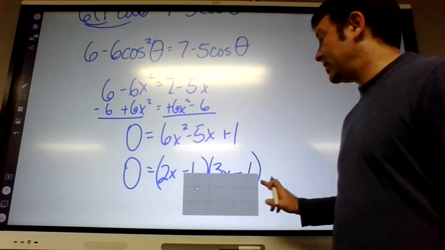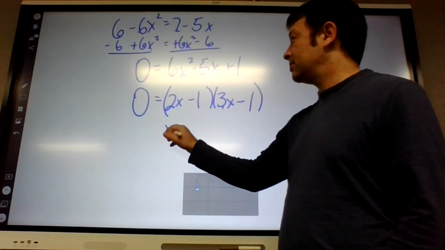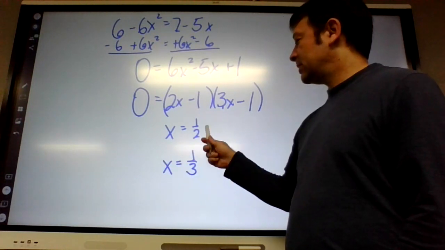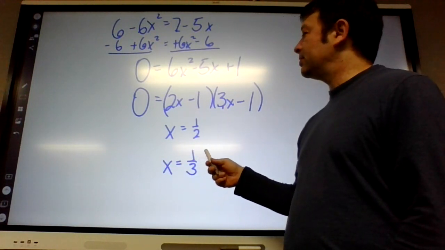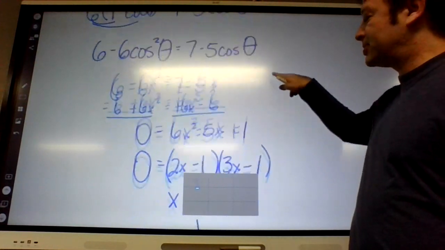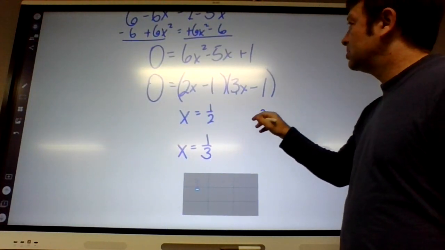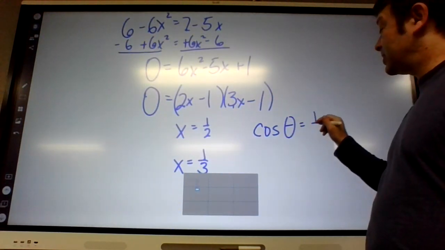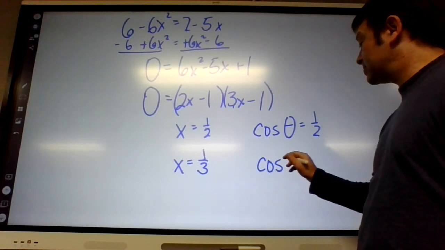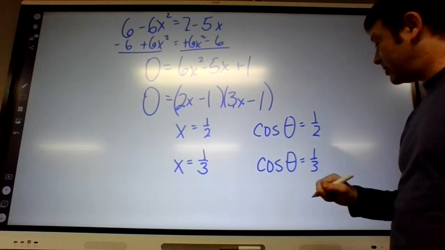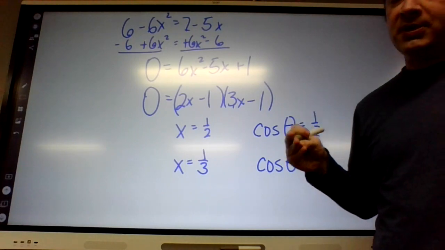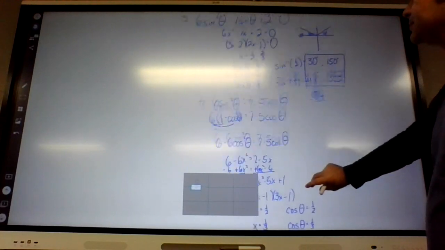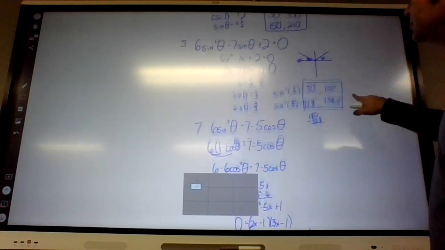Okay, so what x values make this equal 0? I feel like we've done both of these already. But have we done it for cosine though? Not for cosine. So it's really cosine of theta equals 1/2 and cosine of theta equals 1/3. Now if we've already done cosine equals 1/2 or 1/3, we can reuse those. We did 1/3.